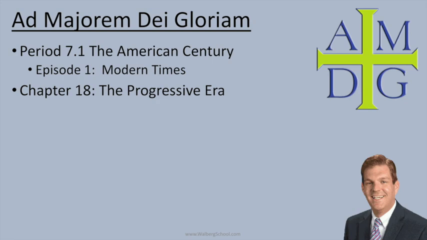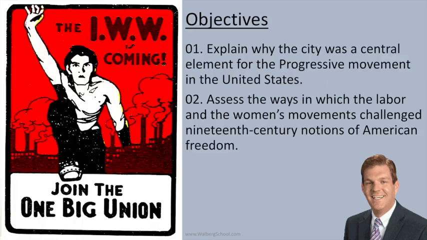Your homework, should you choose to accept it, is to read chapter 18 and be prepared for the quiz that's scheduled out on the calendar. Let's begin with a review of our objectives. We have 2 objectives. You should be able to explain why the city was a central element for the progressive movement in the United States, and you should be able to assess the ways in which the labor and the women's movements challenged the 19th century American notions of freedom.